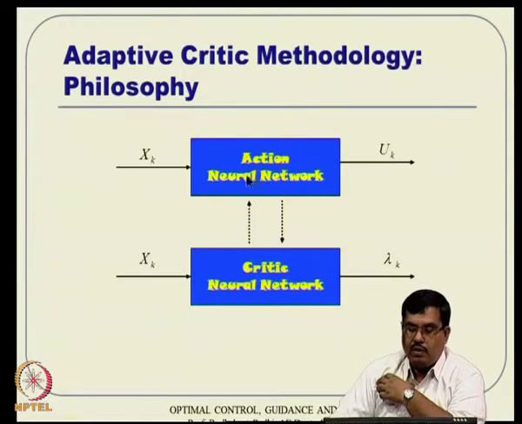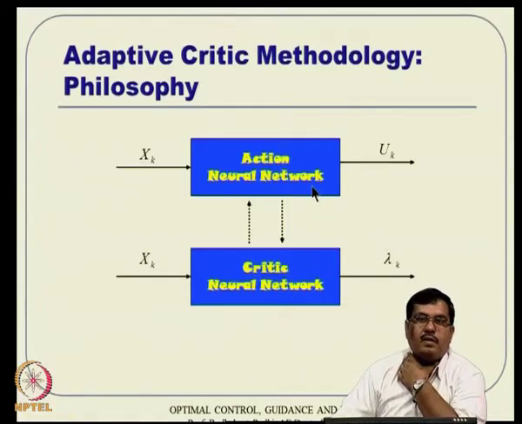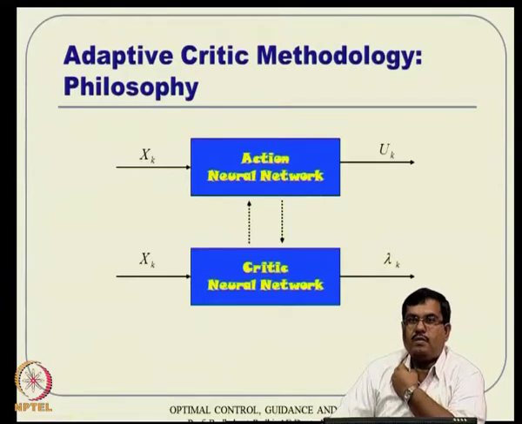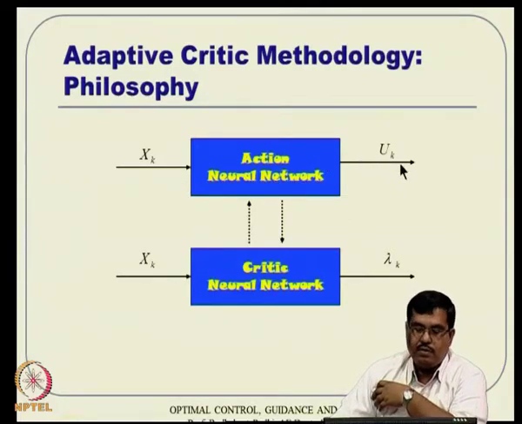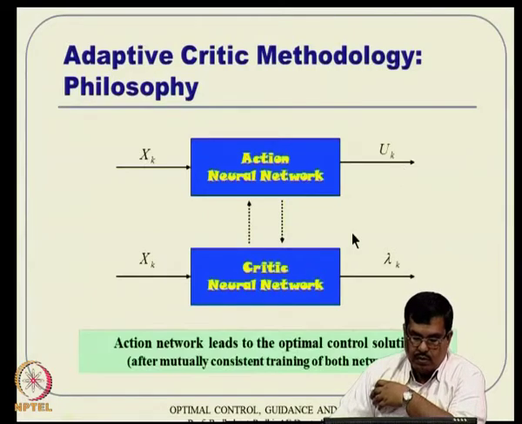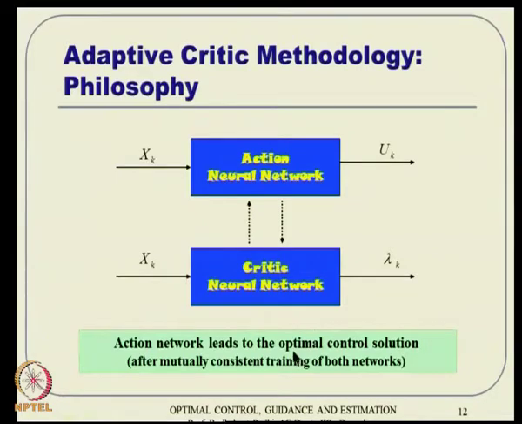While training the action network, we will assume that the critic network is optimal, and while training the critic network, we will assume that the action network is optimal, and that has to be some sort of cyclic training. Ultimately, if everything converges, then we will say that this network that has converged here is nothing but my optimal control solution uk. Finally, this action network leads to this optimal control solution, but that will happen only after mutually consistent training of both the networks.